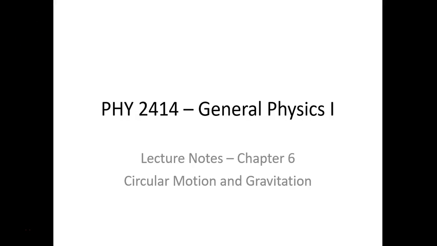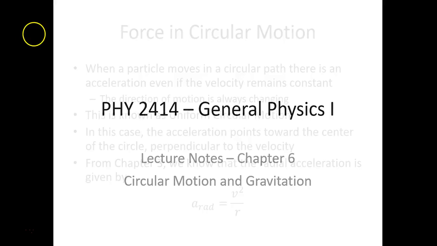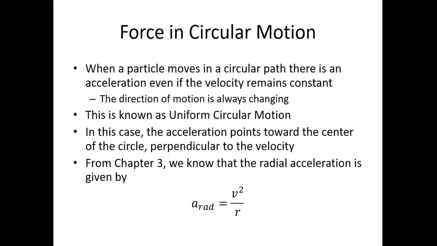Chapter 6. Circular Motion and Gravitation. So we already talked about how radial acceleration is given by the velocity squared over the radius of the circular path. And we know that the acceleration can still change based on the change in direction of the velocity. So even if the speed is constant, if it's changing direction, then you can still have an acceleration.